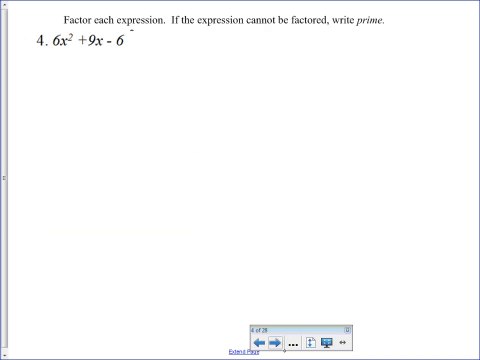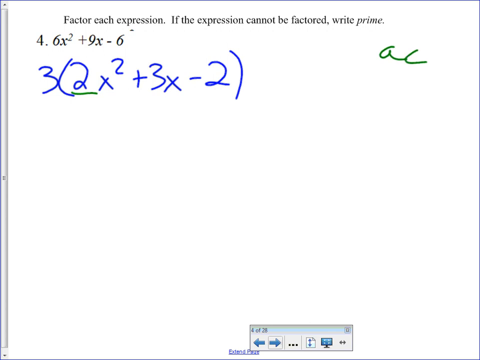All right, this next set of problems asks us to factor these. So once again, our first step should always be to pull out the greatest common factor. So if I pull out a 3, I'll get 3 times 2x squared plus 3x minus 2. Now, there is a number in front of the squared term, so I'm going to have to use the AC method. And that is, AC is negative 4. So I need two numbers that multiply together to give me negative 4 that add up to positive 3, and that's going to be 4 and negative 1.